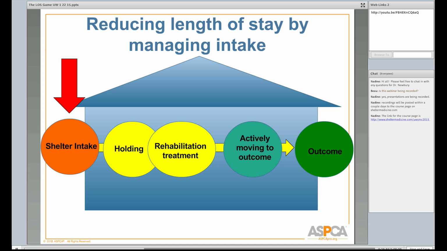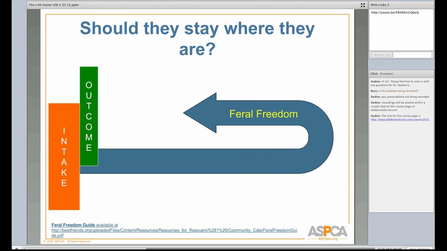I want to talk now about, let's break down our straight shot, and let's start by looking just at the intake piece of it. This is something we like to talk about a lot, and we call it managed intake. So instead of saying, you know what, everything that comes to us, we're just going to take it, it's just coming, and then we're going to deal with it, now we're going to start doing some planning. We're going to start thinking about the way the intake comes to us, and we're going to manage that.